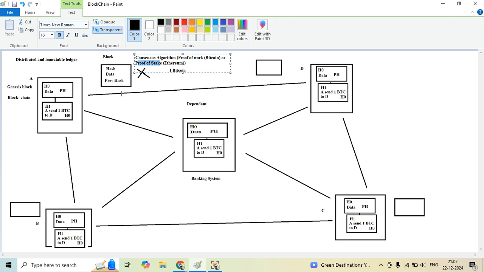It is decentralized. It is distributed, and it is more secure, and it is immutable. So all of these are the basis of a blockchain, the building blocks of the blockchain, and why it is more secure than the centralized banking system.